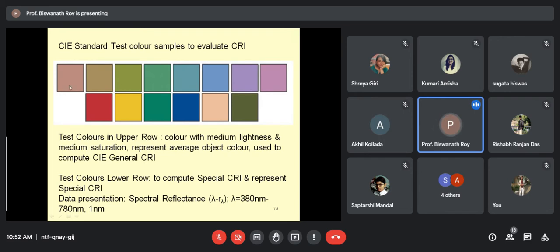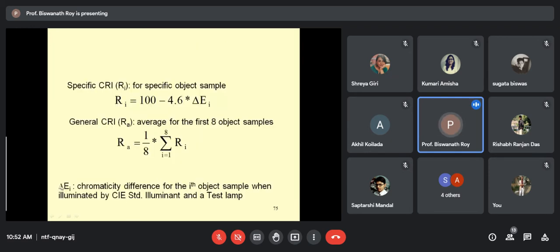Okay, then the test lamp is replaced by the standard illuminant and the color of the object is measured. Again, XY coordinate of the object color is measured. Now the difference between the two is delta Ei, with some correction, of course. So this is the numerical value which represents difference between the two. So if the difference is 0, the specific color rendering index is 100.